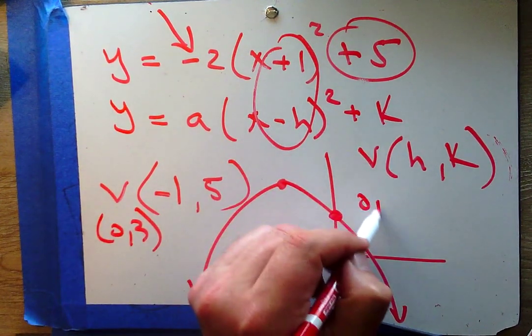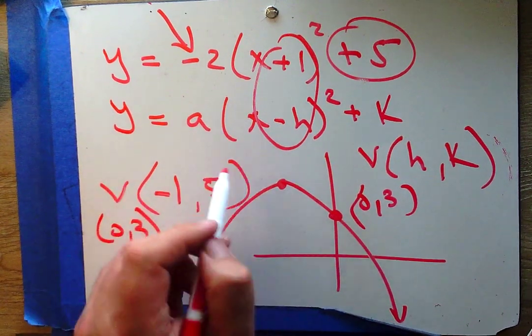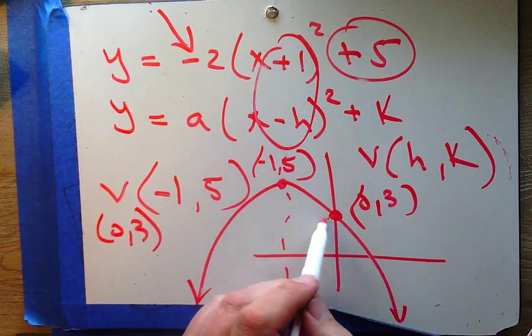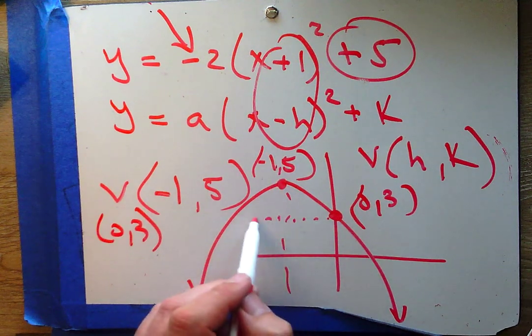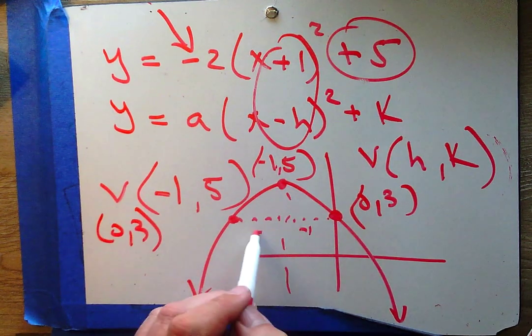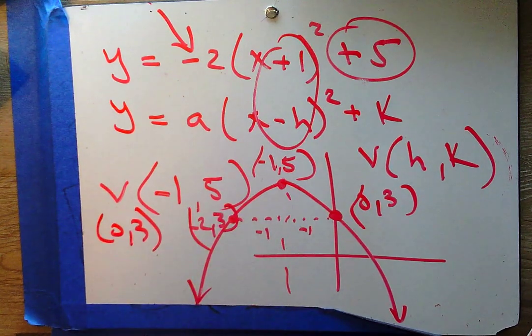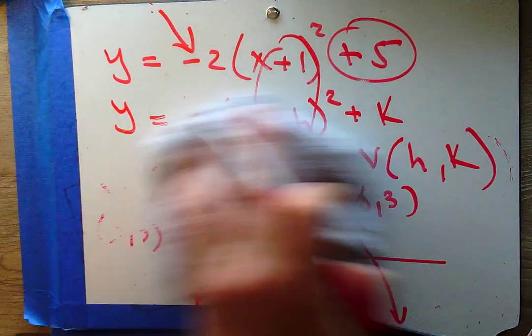And so we've got (0, 3). We've got (negative 1, 5). And if I use symmetry, this was minus 1, this will be minus another 1. So this will be (negative 2, positive 3). And there's my graph. Okay?